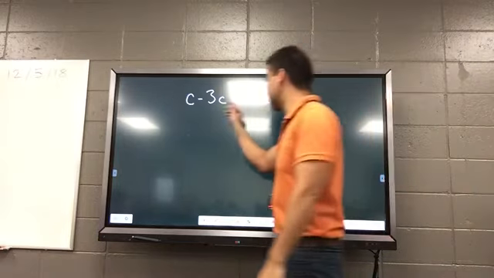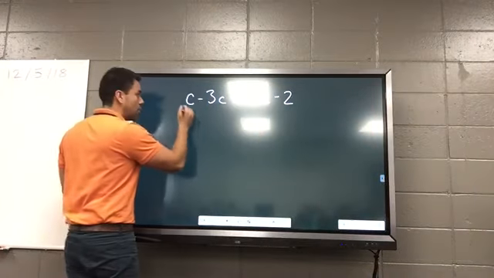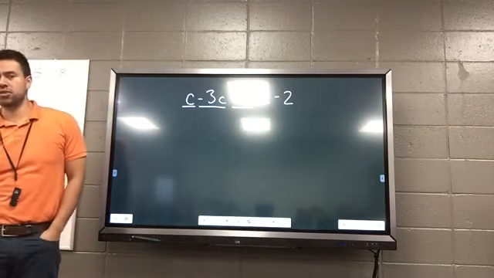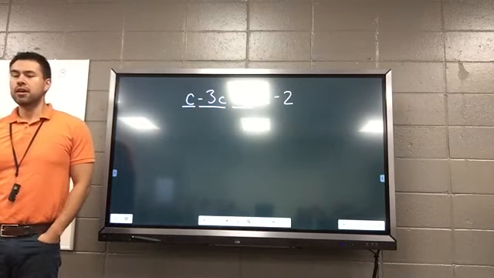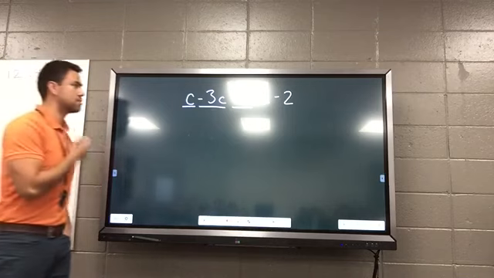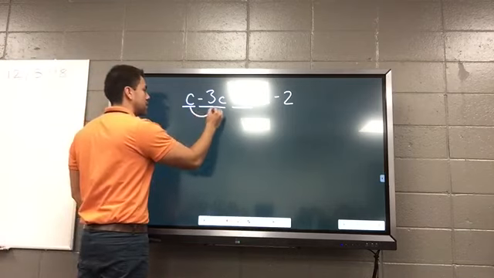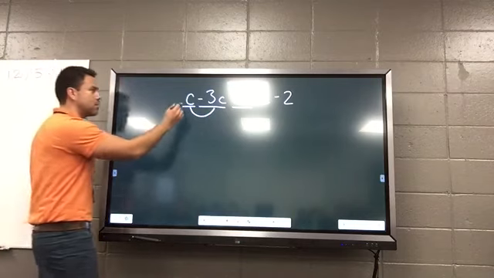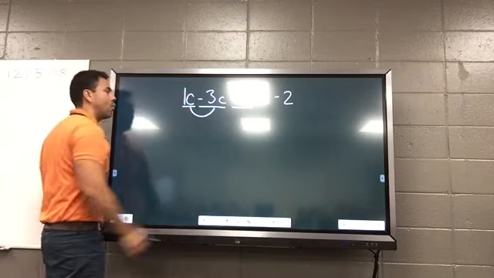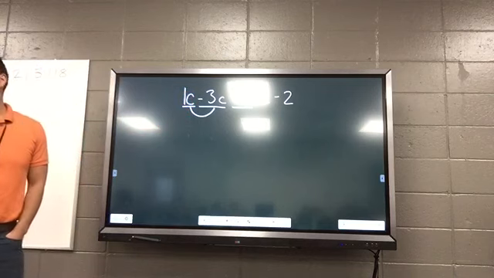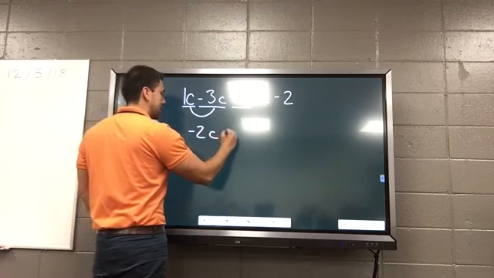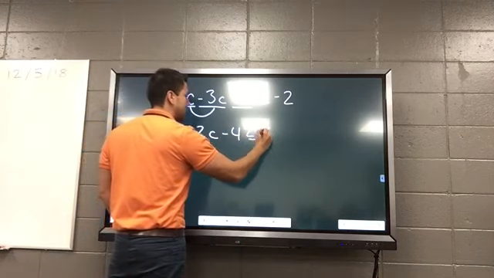How many terms are on the left? 1, 2, 3. Are there any like terms? Like terms. Which ones? c and negative 3c. So what's the number in front of c? 1. What's 1 minus 3? Negative 2c minus 4 less than or equal to negative 2.